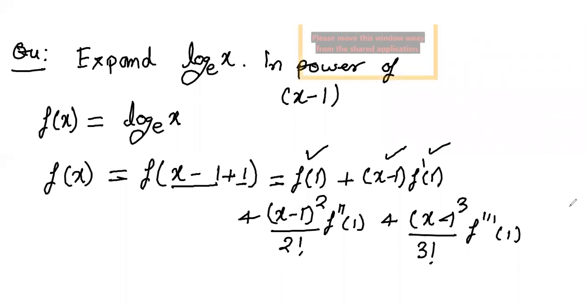So now instead of f of 0, we will find f of 1, f dash 1, f double dash 1, and f triple dash 1. So we have expanded log x in power of x minus 1. Okay, I'm moving to next slide.